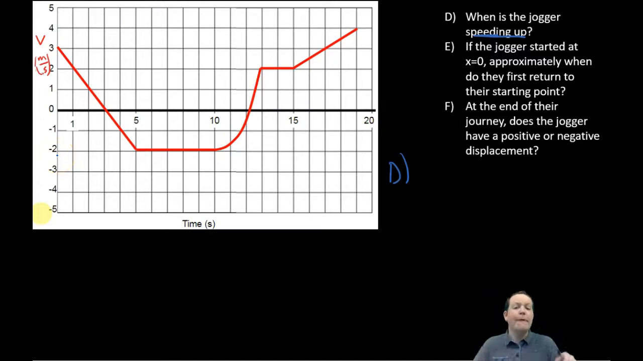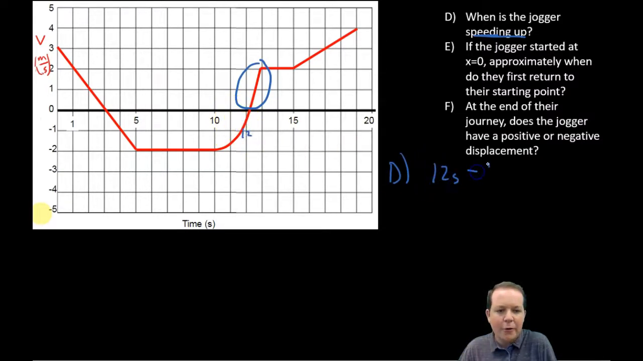So there are several answers. There are several time segments. First, when is the jogger obviously speeding up? Right here. So here's 11, about 12. So from about 12 seconds to about 13 seconds, they're clearly speeding up. They're going from 0 to about 2 meters per second. Or the acceleration, the slope is positive, and the values of that y-axis are positive. So speeding up.